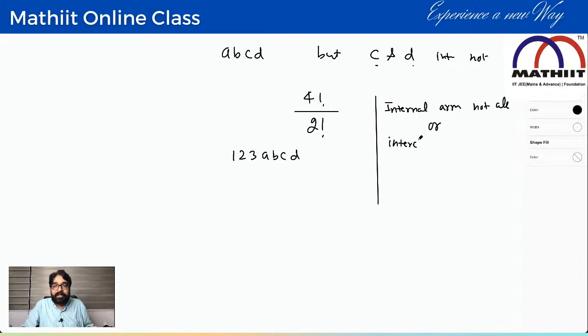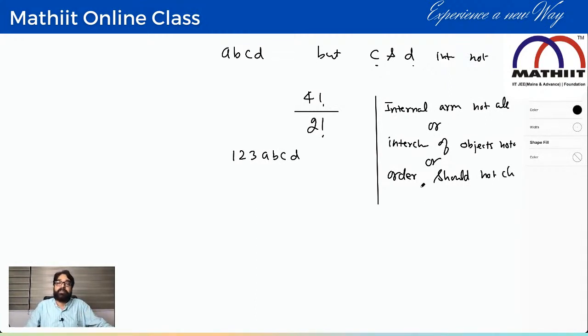Or you can say interchanging of these 1, 2, 3 objects is not allowed, or the order of a few objects does not change. Order should not change, meaning whatever order it is in right now, the same order should be maintained. This is the wording of the question. They will mention the question wording in this way.